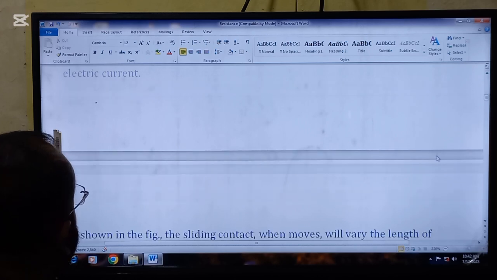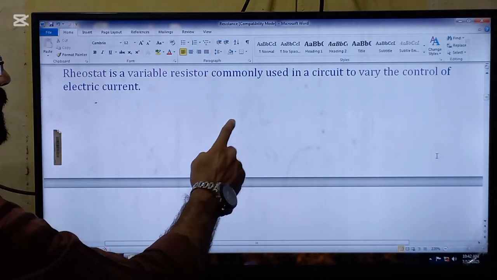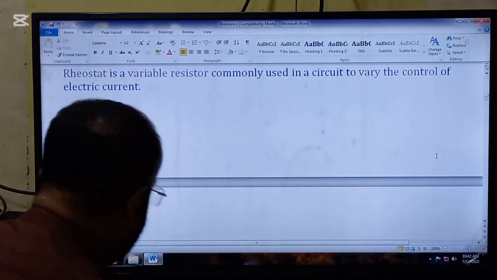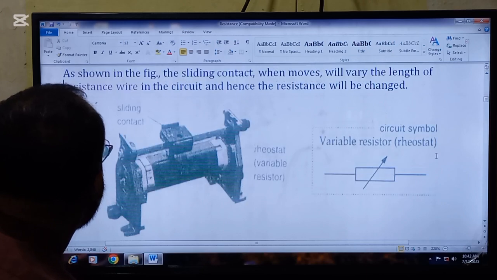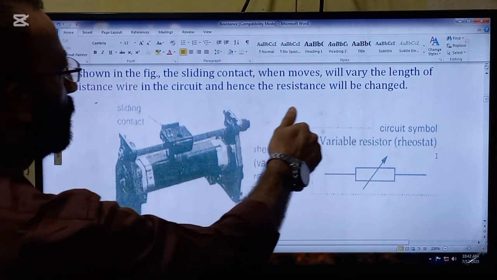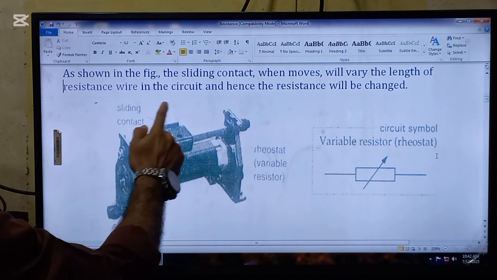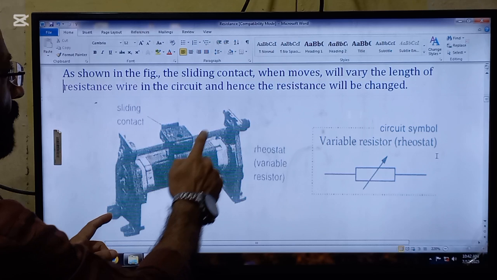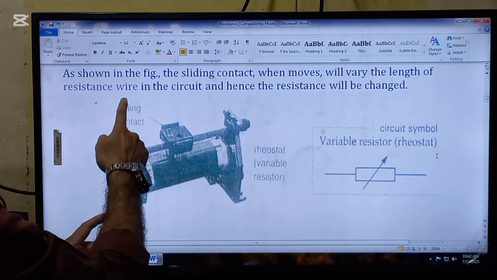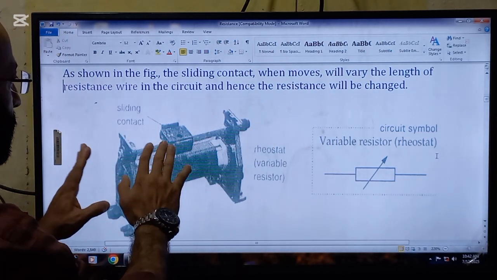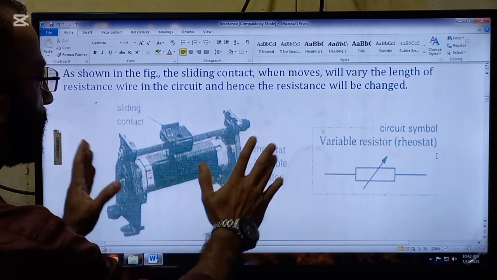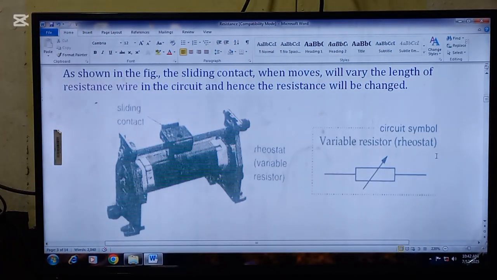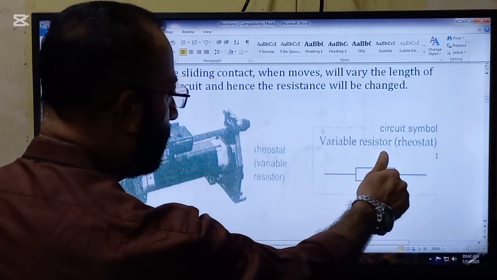Whereas the rheostat, that is variable resistor, is commonly used in the circuit to vary the electric current. As shown in the figure, this sliding contact, when it moves, will vary the length of the resistance wire in the circuit, and hence the resistance will be changed. So here is the sliding contact, and here is the resistance wire. Because of its movement, the resistance wire's length will be changed, and hence the resistance will be changed. And here is the symbol of the variable resistors.